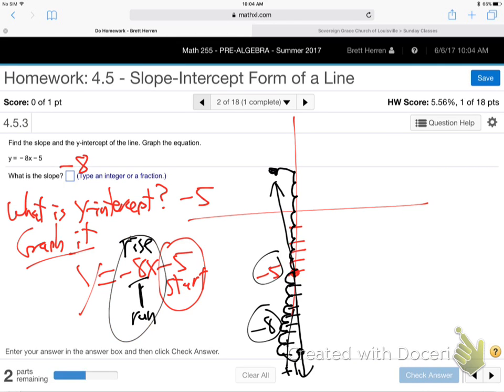Let the bottom always be +1. You'll always go to the right one. That'll be the easiest way to handle it. Yeah. So here, let's go.